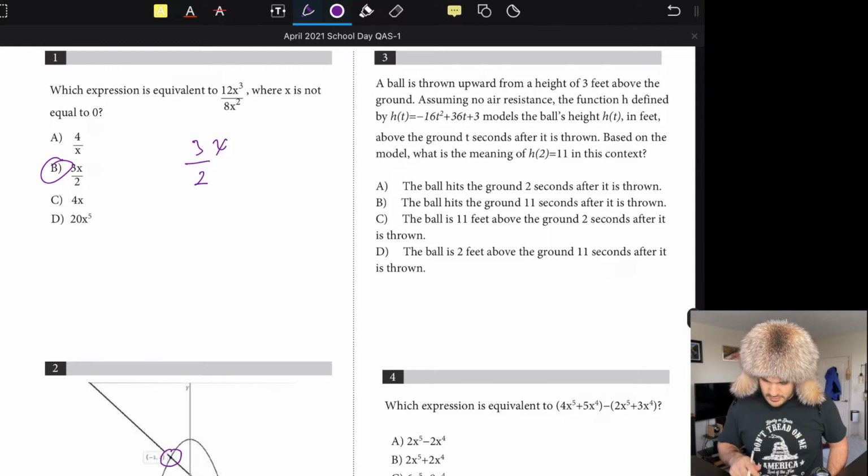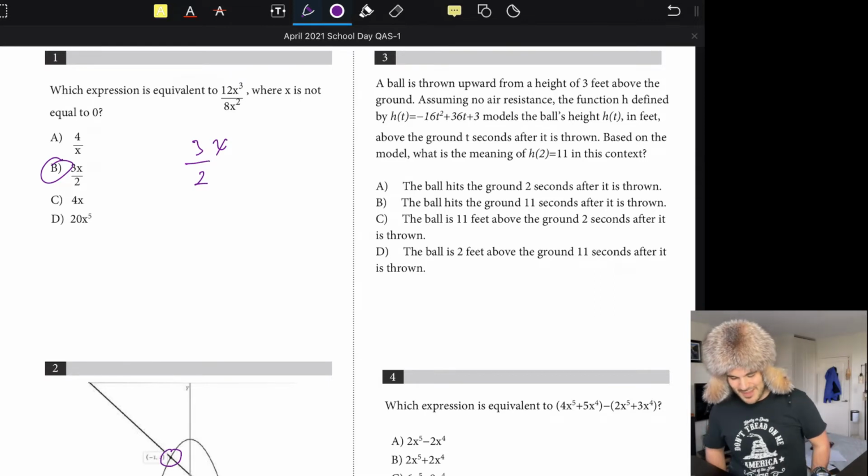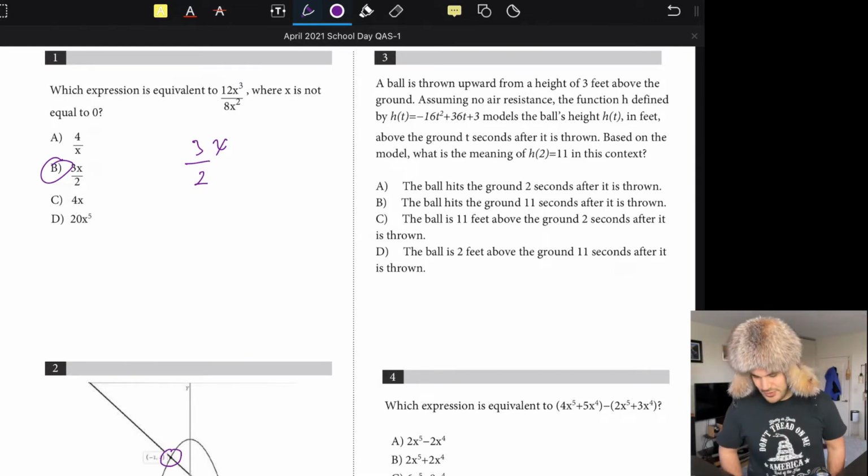Number three, a ball is thrown upward from a height of 3 feet above the ground, assuming no air resistance. The function h, defined by h of t equals -16t squared plus 36t plus 3, models the ball's height h of t in feet above the ground t seconds after it is thrown. Based on the model, what is the meaning of h of 2 equals 11 in this context?